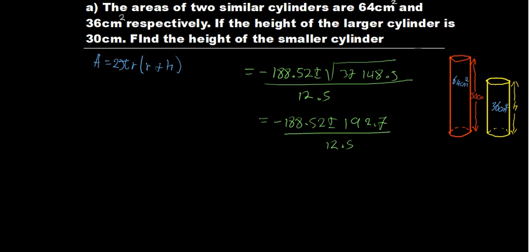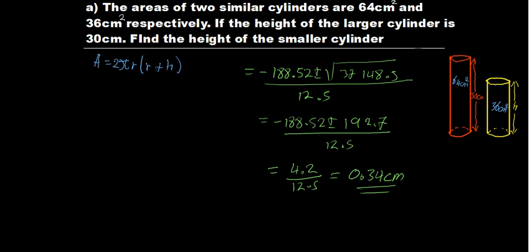So what you're going to get when you go to your calculator is something like 4.2, divided by 12.5. What you're going to get as the radius in this case is 0.34. I'll put it to two decimal places. This is the radius.